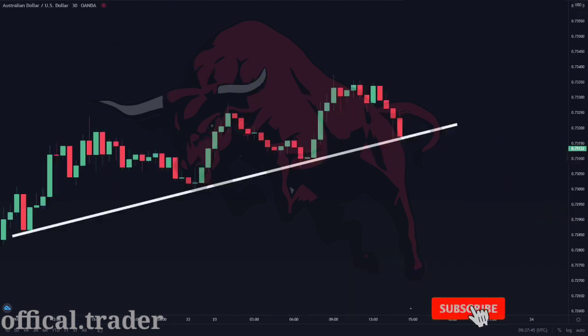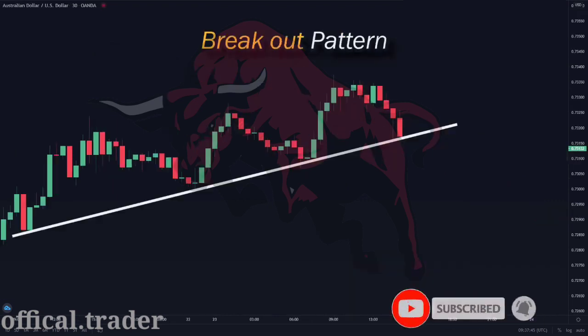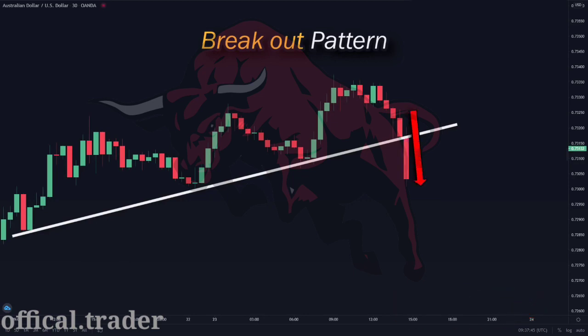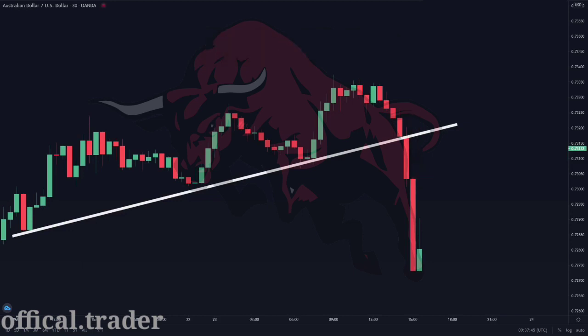Now, moving on to the second pattern, which is called the Breakout Pattern. This pattern forms when price broke out of a trend line, causing the trend to switch directions. So again, you cannot take a position just because the price broke out of a trend line, because it doesn't guarantee that a trend change will occur. You still need additional confirmation to avoid false breakouts.